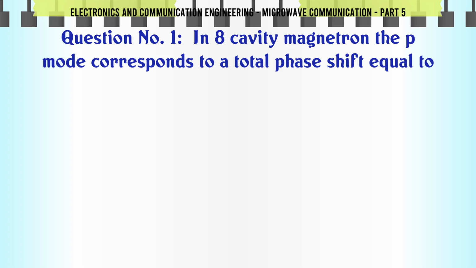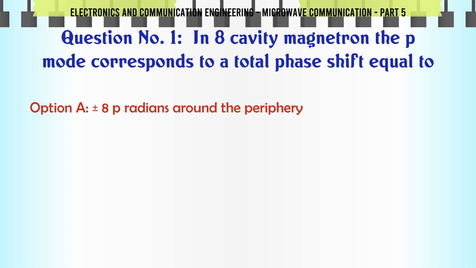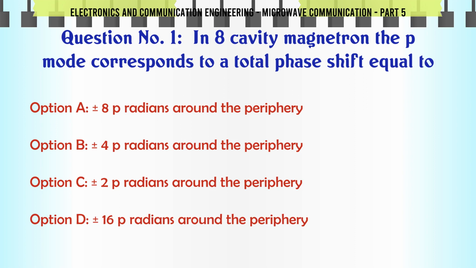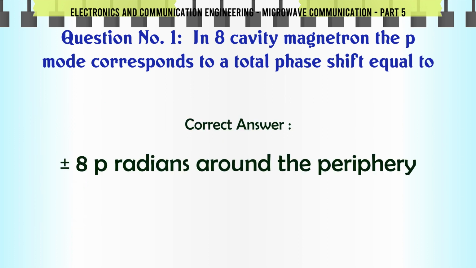In an 8-cavity magnetron, the pi mode corresponds to a total phase shift equal to A: 8π radians around the periphery, B: 4π radians around the periphery, C: 2π radians around the periphery, D: 16π radians around the periphery. The correct answer is 8π radians around the periphery.